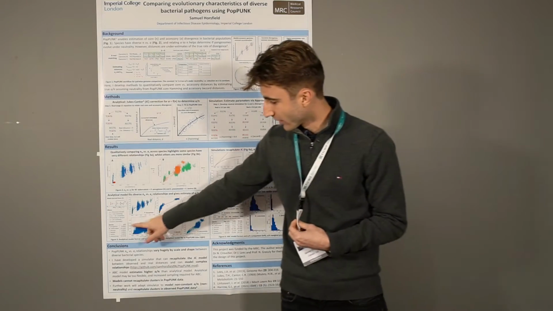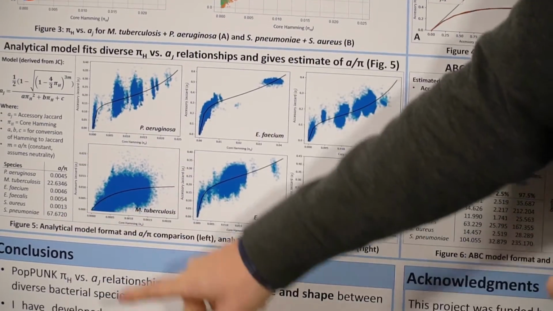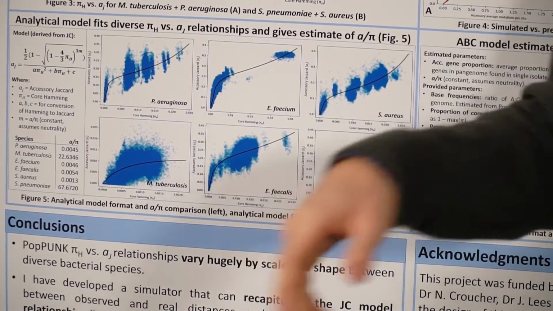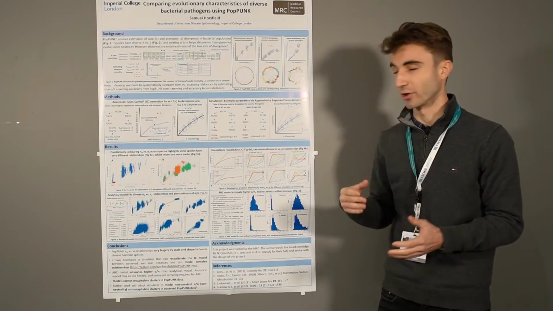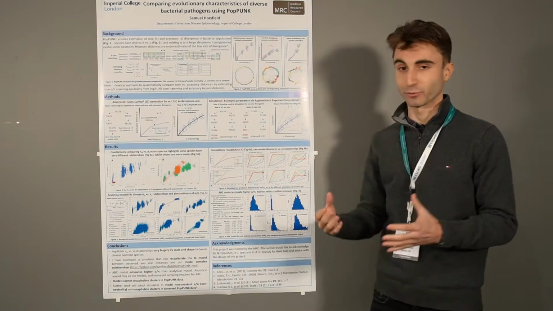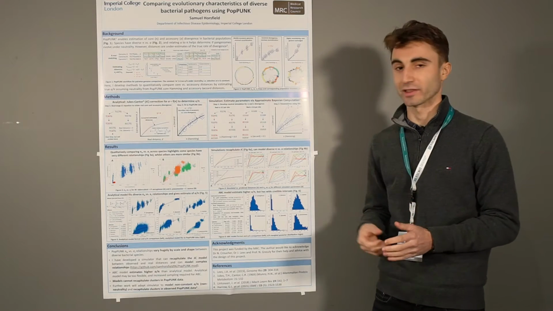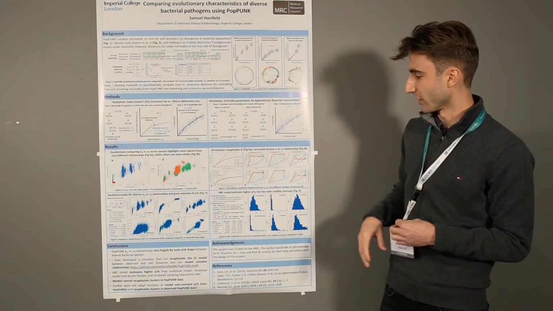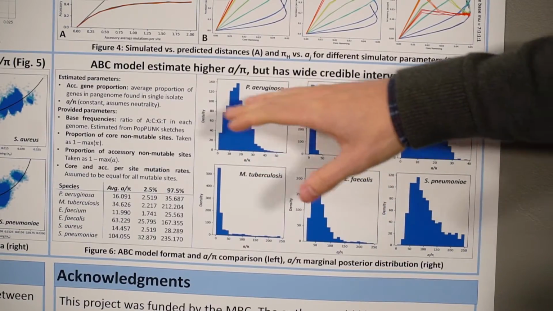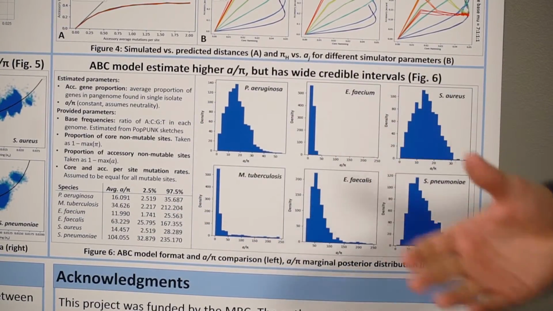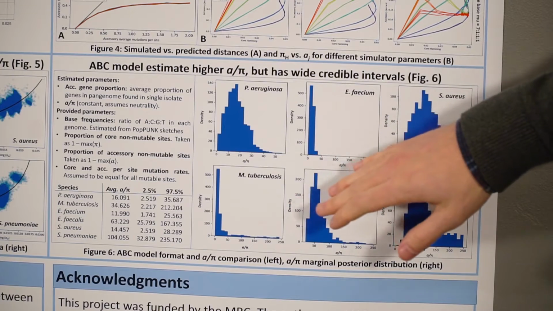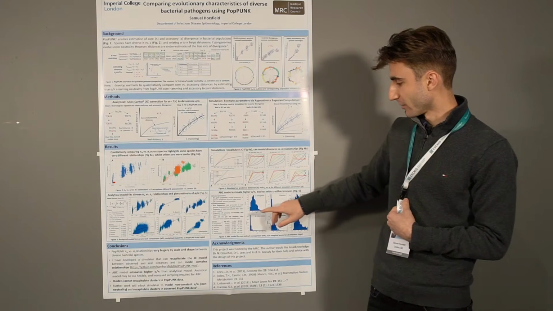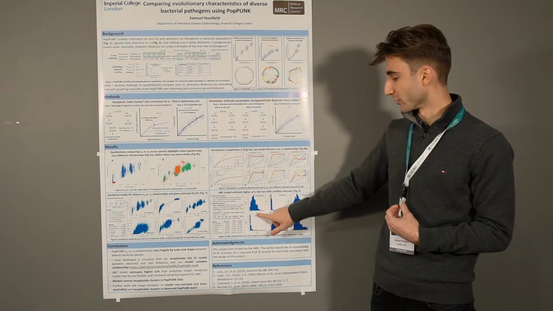And as one of the parameters that's optimized, you can also get an estimation of the rate of accessory divergence over the core, assuming neutrality. And that's what we're after here, to see how the accessory genome is evolving. And these are the results here for the approximate Bayesian computation model, the simulation-based model. These are the marginal posterior distributions for the accessory over core divergence, or A over pi.